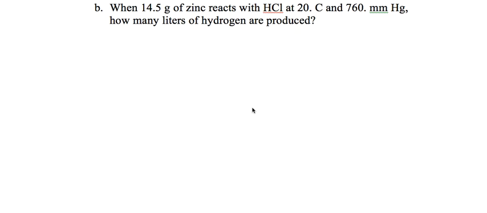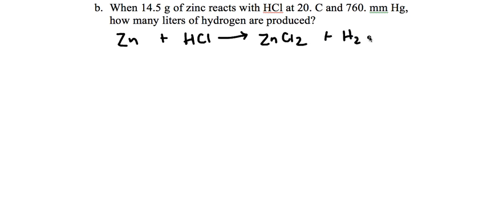This is an example of using stoichiometry with the ideal gas law, or stoichiometry with gases in it, which allows us to use the ideal gas law. Again, we have to start with a balanced chemical equation. And so we're going to use the same equation that was in the previous problem, which is zinc reacting with HCl to produce zinc chloride and hydrogen gas.